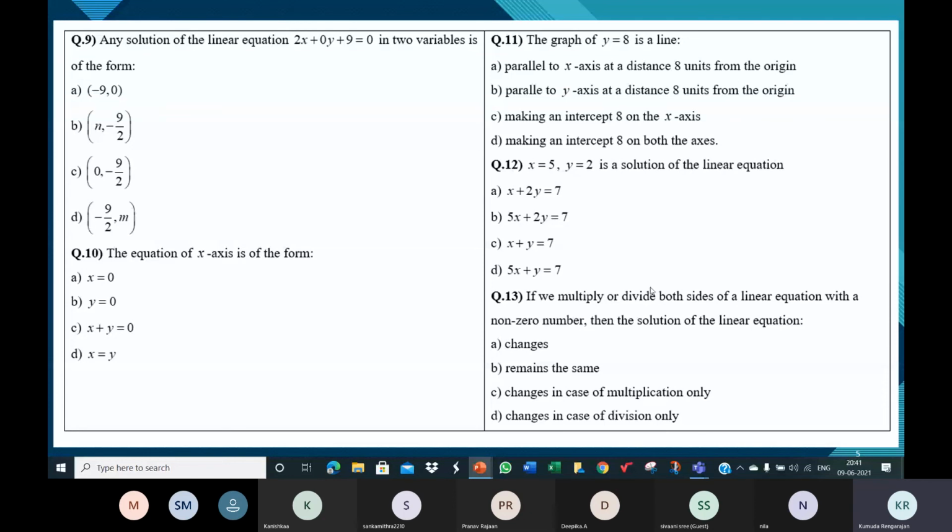So when you do such changes, when you multiply or divide both the sides of the linear equation by a non-zero number, you should not multiply or divide by 0. Something other than 0. What happens? That is, then the solution of the linear equation.